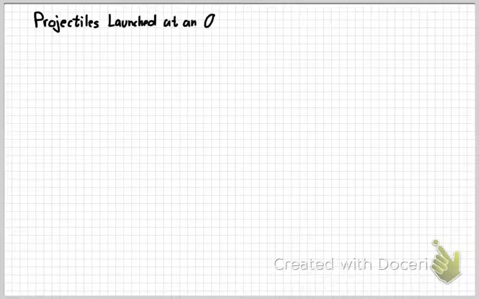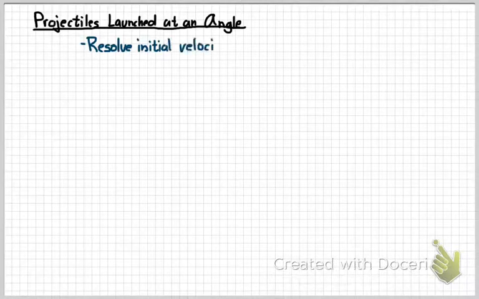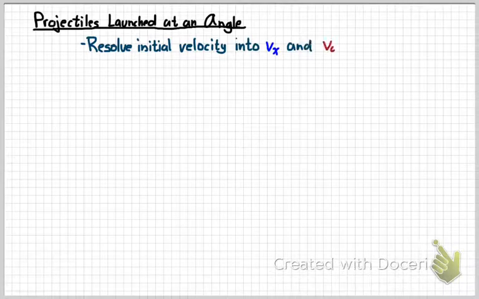For a projectile launched at an angle, remember we have one step that we have to do before we start solving the problem. Always need to resolve the initial velocity into its x and y components first. We can't do anything with that angle, but we can do everything we need to with just the x and y components.